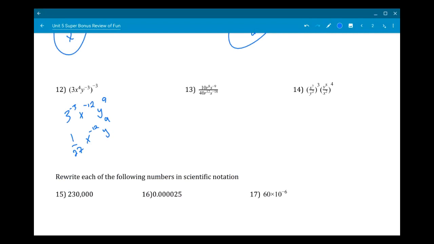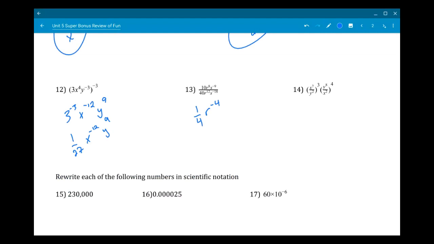For number 13, this is a little bit of a tricky one in that we've got some positive exponents, some negative exponents. So there's a couple ways that you could do it, and I'll actually show you both. The first way is just straight exponent subtraction. You could do 10 over 40 and make that 1/4. You could do r to the 8th over r to the 12th and make that r to the negative 4th. So you could subtract exponents there.